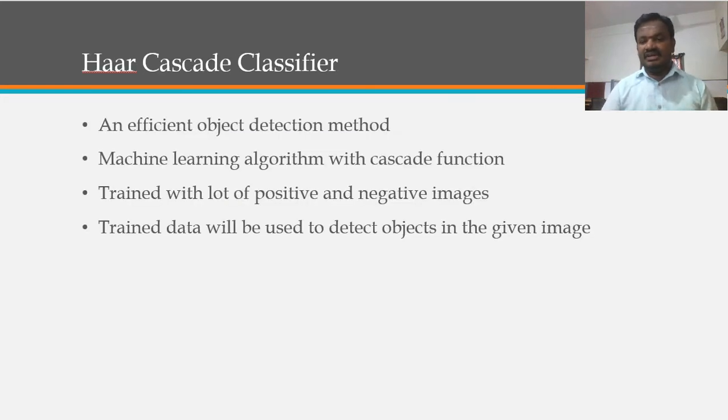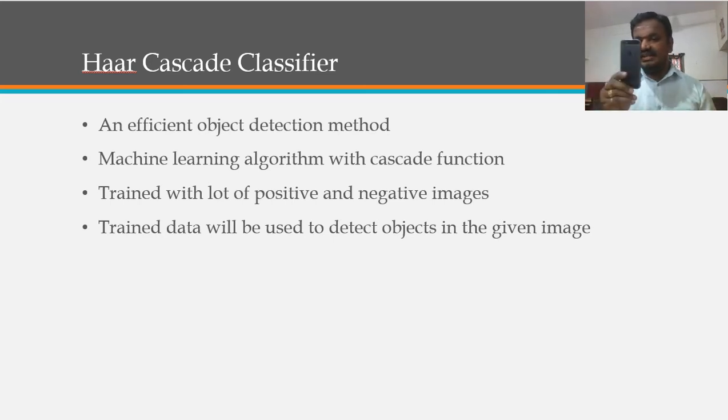Here we have the Haar cascade classifier, an efficient object detection method, a machine learning algorithm with cascaded functions, trained with a lot of positive and negative images. For example, if you wanted to detect a watch, then the watch is the positive image, and the negative image is something like me wearing the watch.